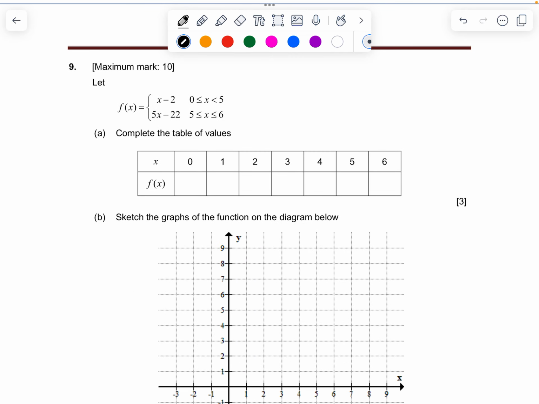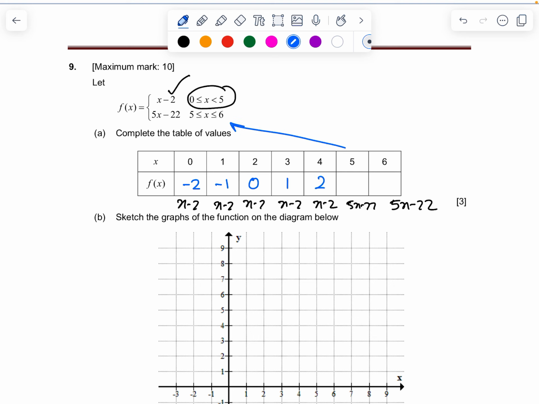Question number 9. Now f of x. If it is between 0 to 5 for x values, I have to consider x minus 2. So for this I do x minus 2 for each. But if it is 5 or more, I am going to use 5x minus 22. So x minus 2: 0 minus 2 is minus 2, 1 minus 2 is minus 1, 2 minus 2 is 0, 3 minus 2 is 1, 4 minus 2 is 2. But for this one, I have to use 5x minus 22. 25 minus 22 is 3. 30 minus 22 is 8.